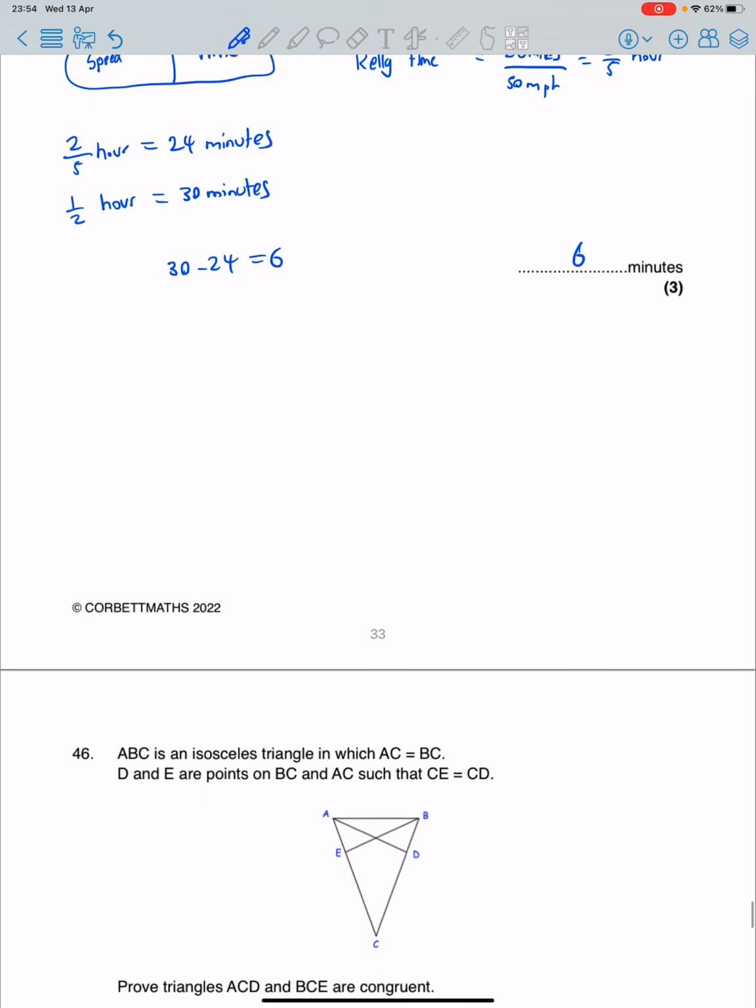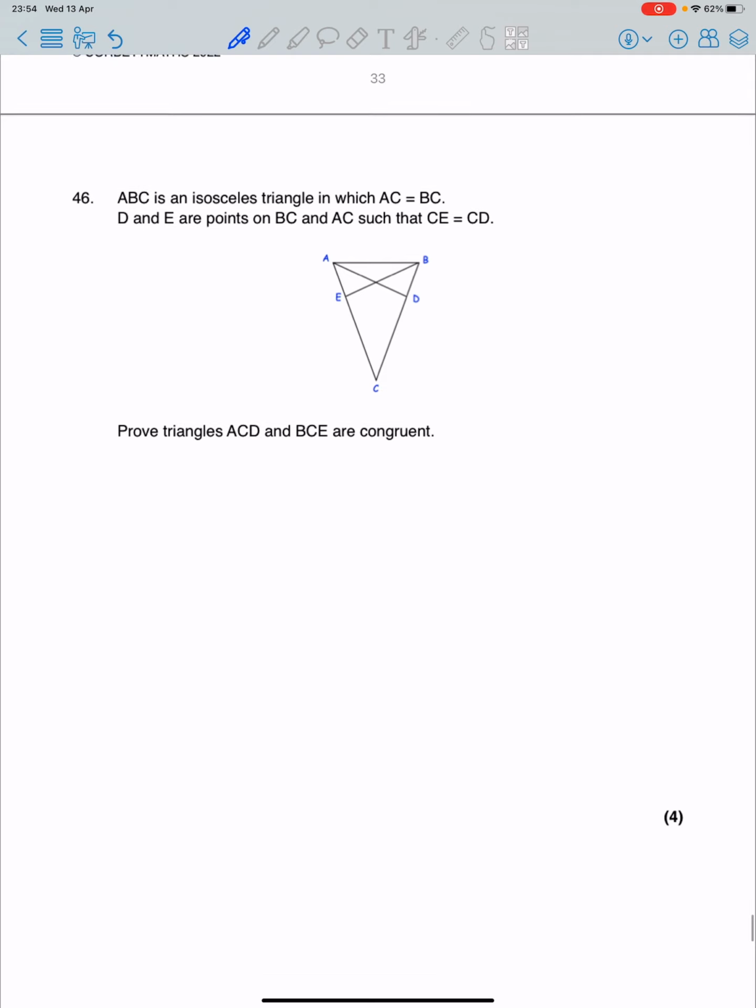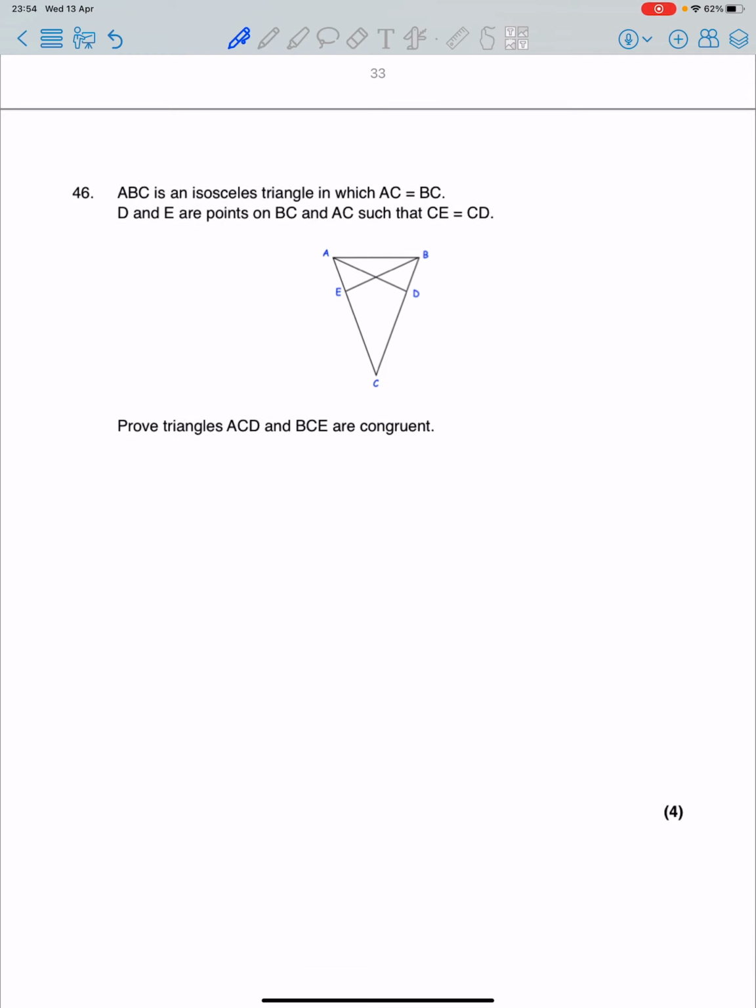Right, let's do another question. ABC is an isosceles triangle with AC equal to BC. D and E are points on BC and AC such that CE is equal to CD. We want to prove the triangle ACD, so triangle ACD is this one here, is congruent to BCE. So meaning that they're exactly the same.